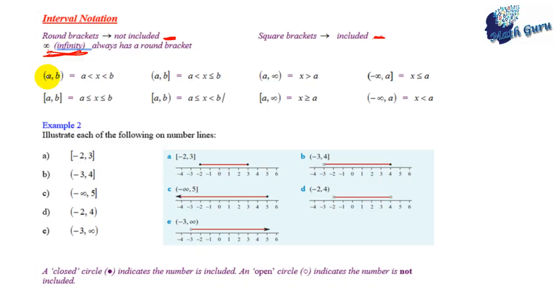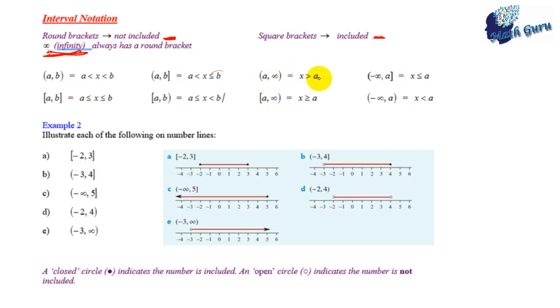So here I've got A to B. That means all values between A and B, but it doesn't include A and it doesn't include B, so that's why there's no equal sign. However, if I use square brackets, that's everything from A to B, and it includes A and B and everything in between. If I have a round bracket and a square bracket, that means it doesn't include A, it does include B, and it includes everything in between A and B. Likewise here, this includes A, it doesn't include B, everything in between is included though.